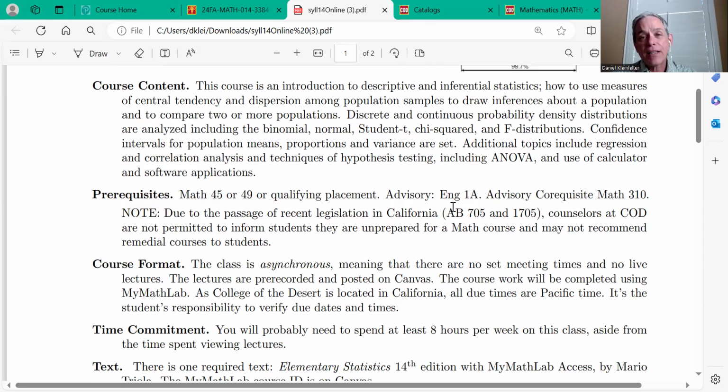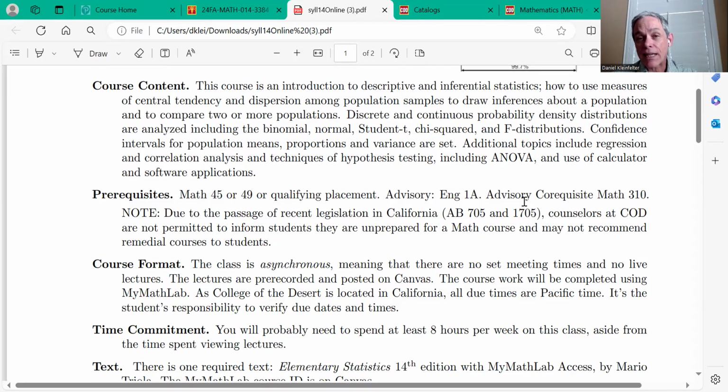There's an advisory of English 1A. We don't write short stories or essays or anything in this class, but there's some narrative descriptions of how to do certain procedures. A lot of the problems are word problems, so essentially you need to be able to read and pull important information out of some text. That's the main thing that English 1A is used for. There's also an advisory co-requisite of Math 310. The fact that it's an advisory means that it's advised but not required. Math 310 is essentially a non-credit support course for statistics.